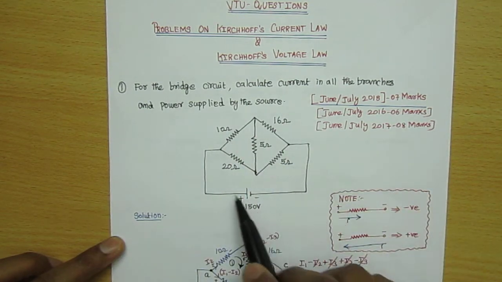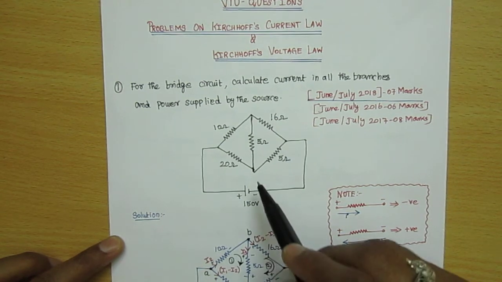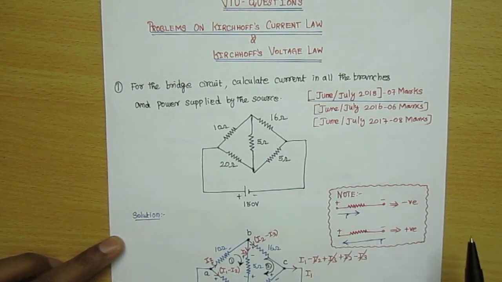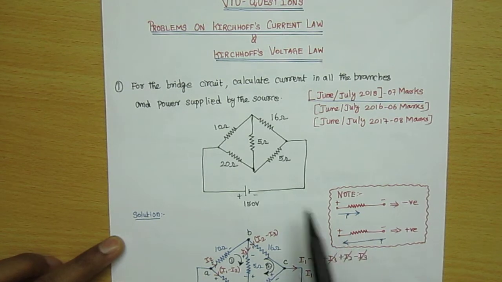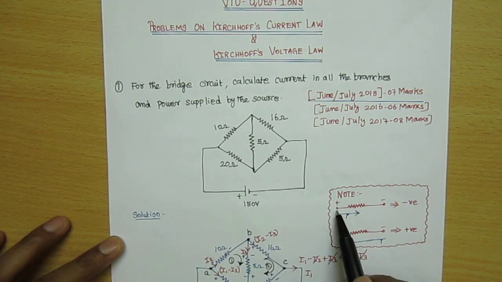This is the given bridge circuit. The total voltage is given, that is 150 volt, and the bridge circuit resistor values are given. Before entering into the solution, we have to note down one concept very clearly.